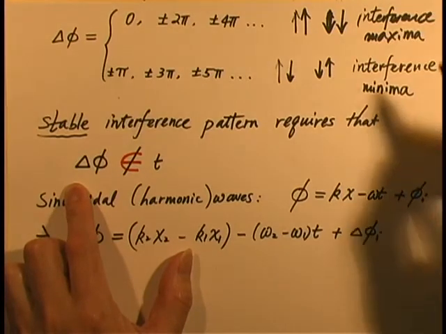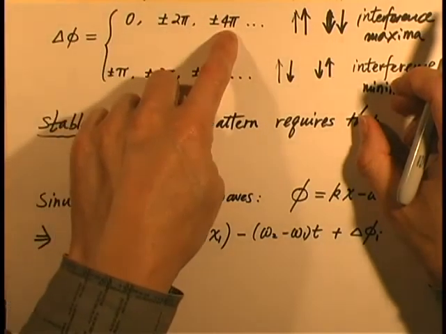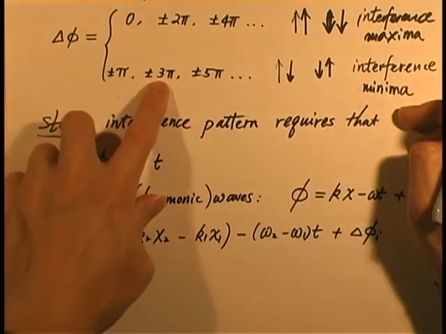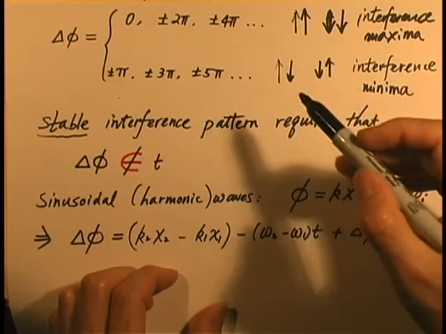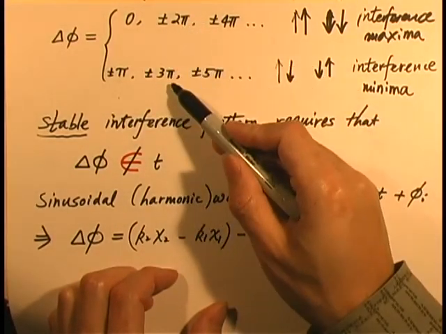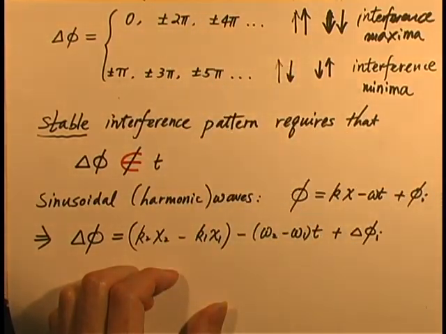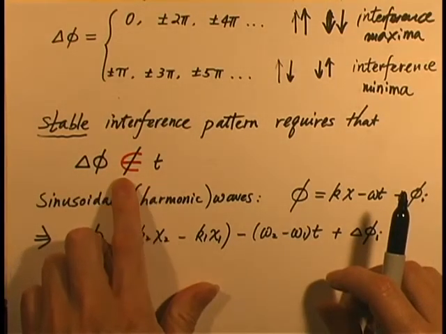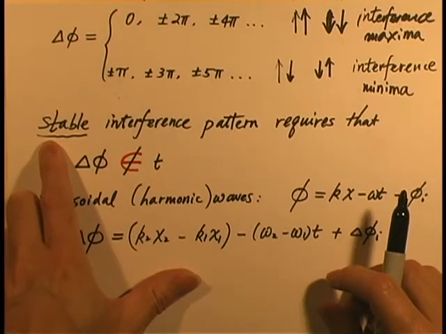To stay at an interference maximum, you want to make sure delta phi stays at these numbers. To always have a minimum, you want to make sure delta phi equals one of those numbers. And you don't want these numbers to change over time. You don't want delta phi to be 2 pi at one moment and become 3 pi a millisecond later, because that's going to switch from maximum to minimum. So you want to make sure that delta phi, whatever it is, does not depend on time. This symbol means independent of time. It is not a function of time. This is the condition for a stable interference pattern to occur.